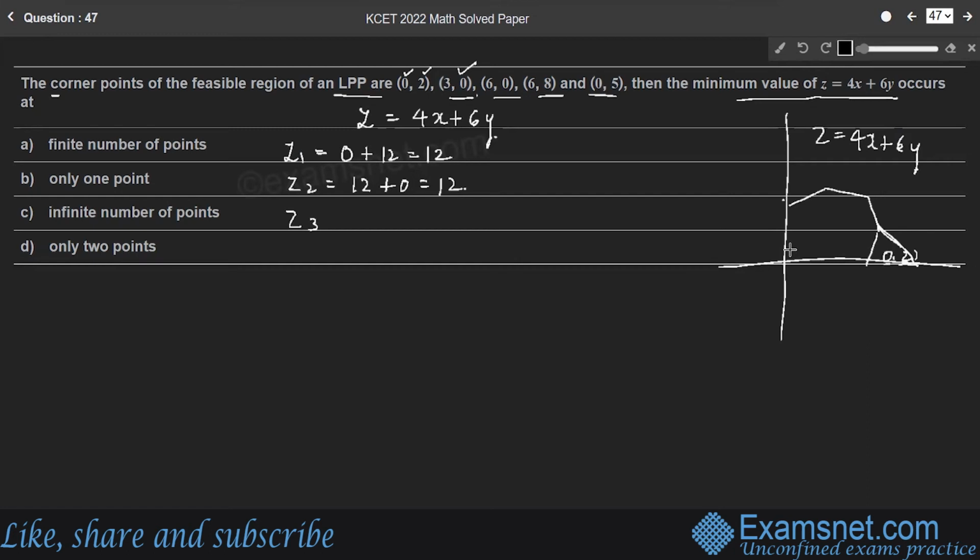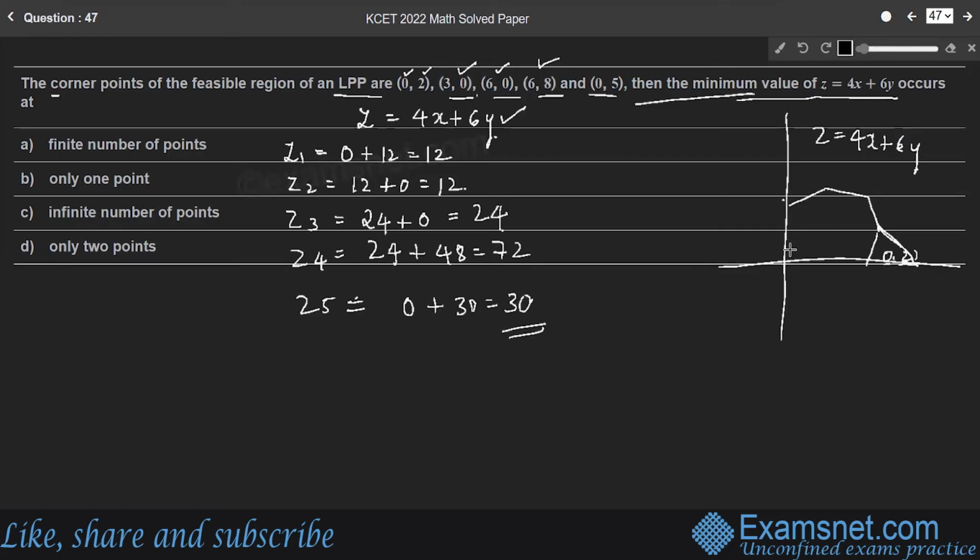So Z3, at the third point, at 6 and 0, 4x becomes 4 into 6, 24, and 6y becomes 0, so Z value becomes 24. So Z4, at the fourth point, that is 6 and 8, 4x plus 6y becomes, 4x becomes 24, 6y, so 6 into 8, 48. So we have 72 as Z value. And at the last point, 4x becomes 0, plus 6y becomes 6 into 5, 30. So Z value becomes 30.